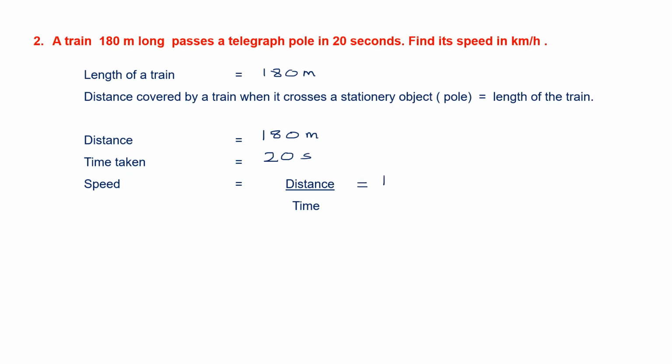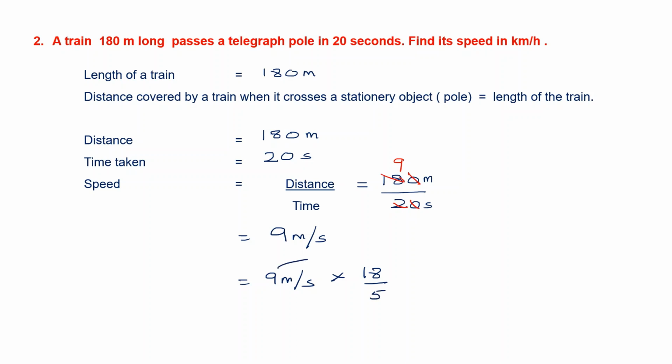So distance is 180 meters and time taken is 20 seconds. Now let's cancel what we can here. The zeros can be cancelled and then 2 9s are 18. So here we have 9 meters per second. So the speed is 9 meters per second. Now we have to convert it to kilometers per hour, isn't it? For that, 9 meters per second, when you convert it to kilometers per hour, you multiply by 18 by 5. Is there something we can cancel?